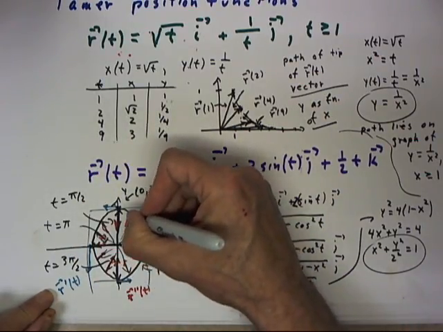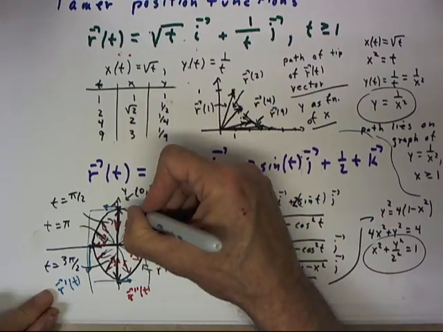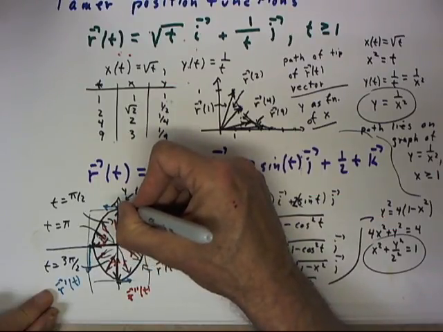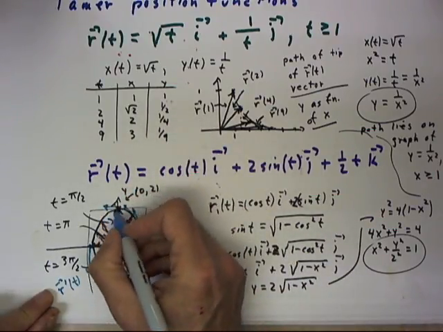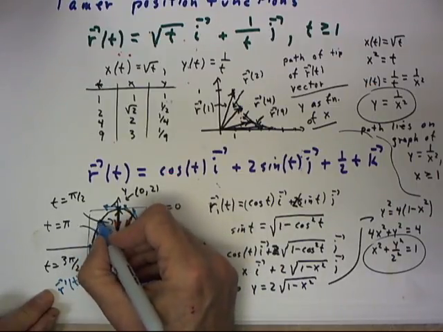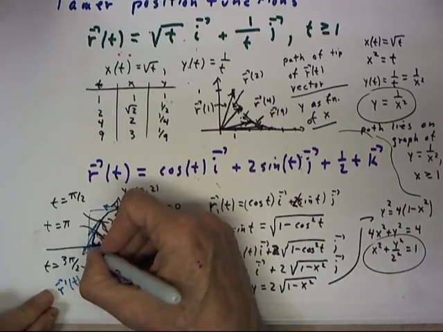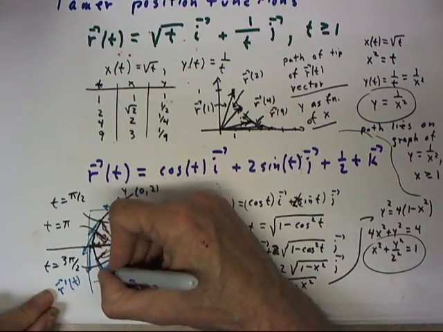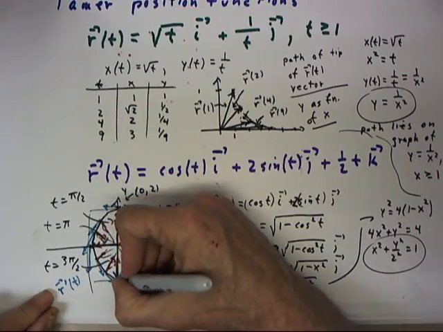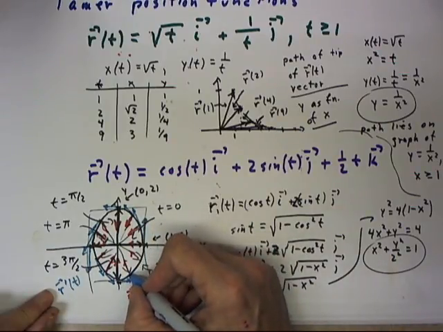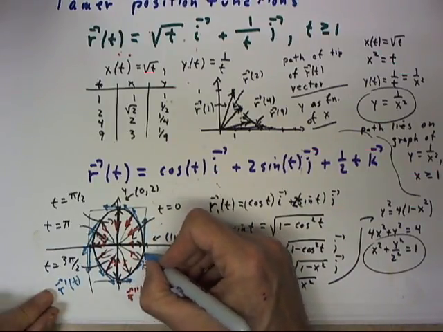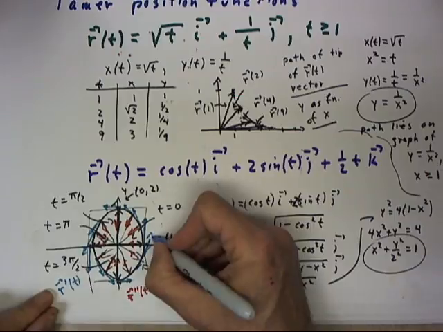At points in between, it'll get smaller and smaller, smallest, then bigger and bigger, biggest, and then smaller and smaller, smallest, and so forth, bigger and bigger.